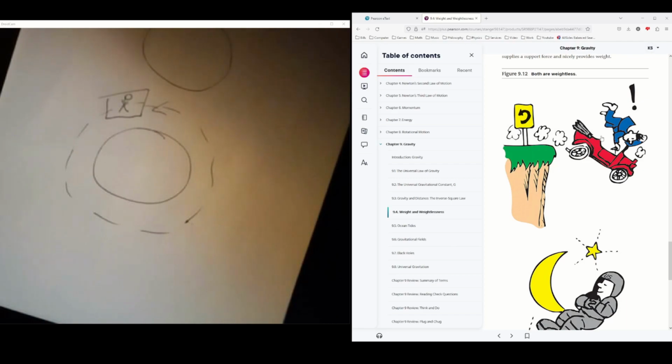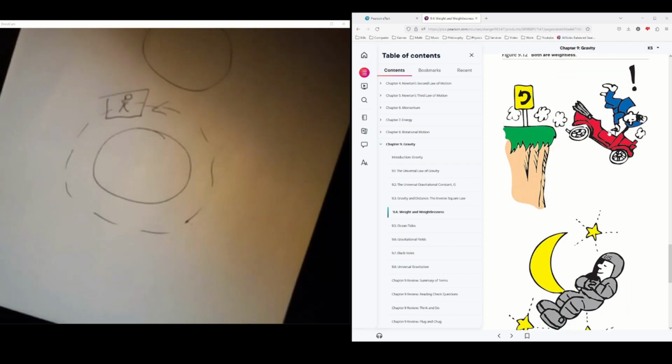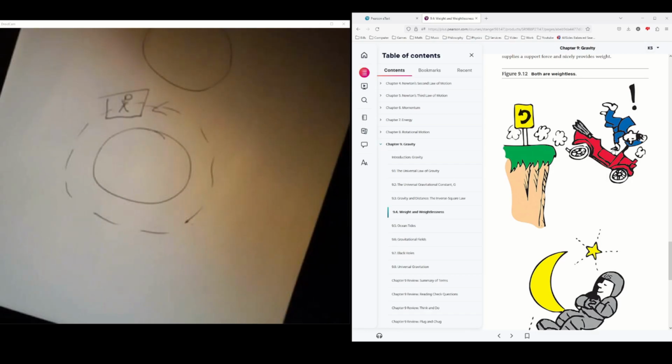So I'm being nitpicky there, I guess, maybe, but I wish they would have said they're both in free fall and there's no normal force anymore.